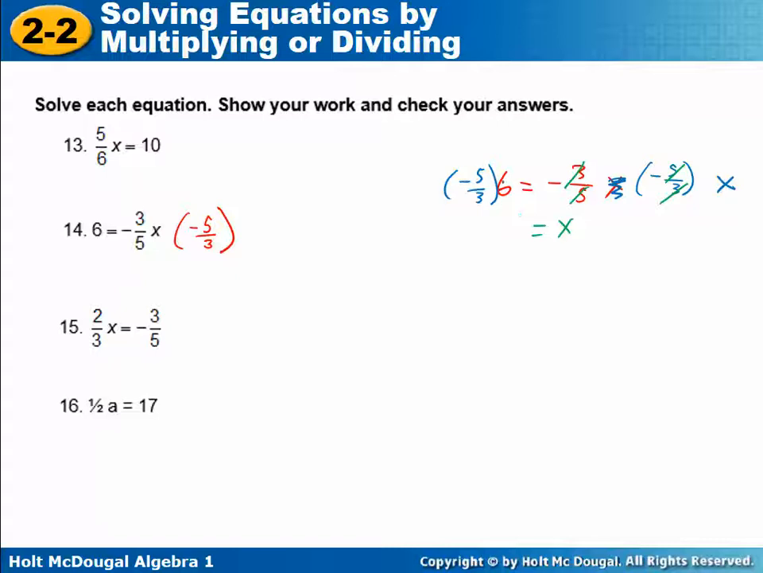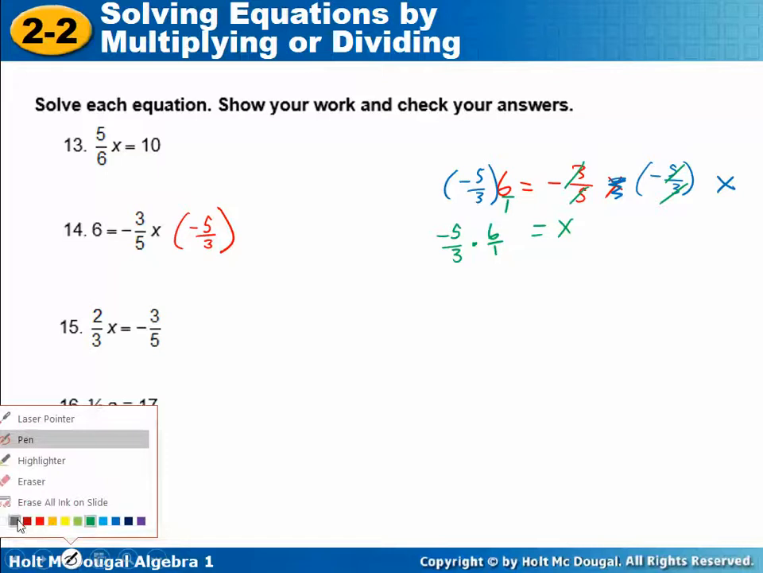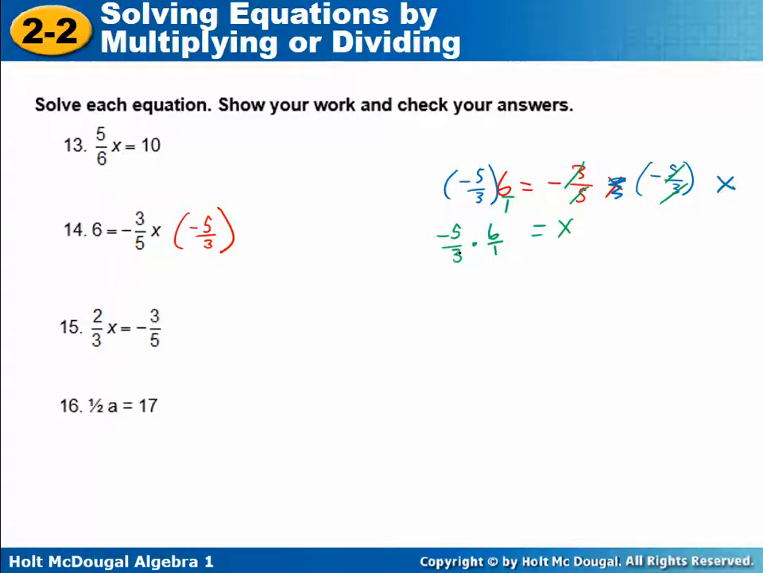Now on the left side, I'm going to put a 1 under the 6. So I have negative 5/3 times 6 over 1. That's what I'm multiplying. Is there anything we can cancel to make this a simpler problem? Yes, because the 3 and the 6. 3 is a factor of 6. So I can go 3 divided by 3 is 1. 6 divided by 3 is 2. So now I have negative 5 times 2 is negative 10. In the denominator, I have 1 times 1. That's just 1. You don't have to write a denominator of 1. So my answer is negative 10.